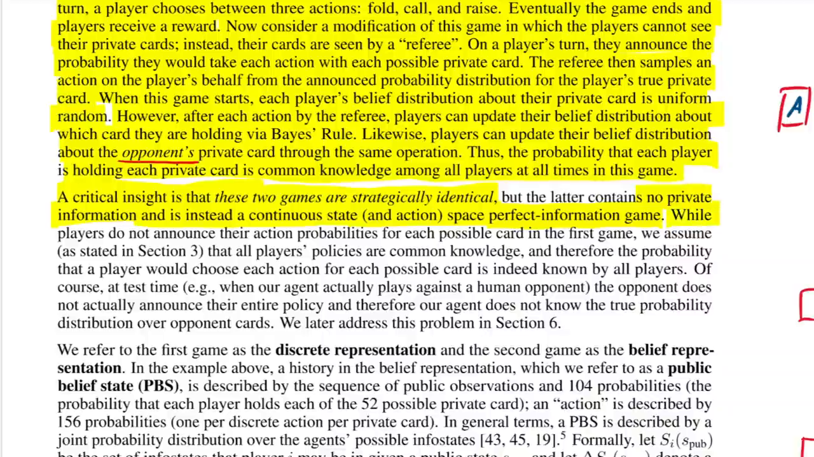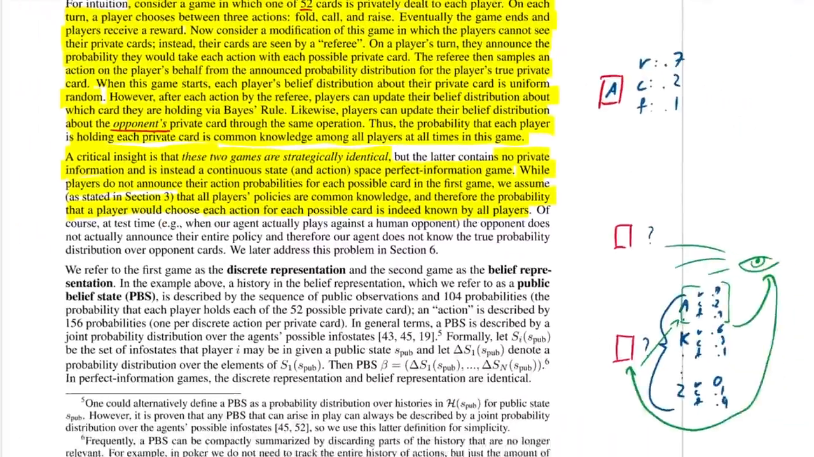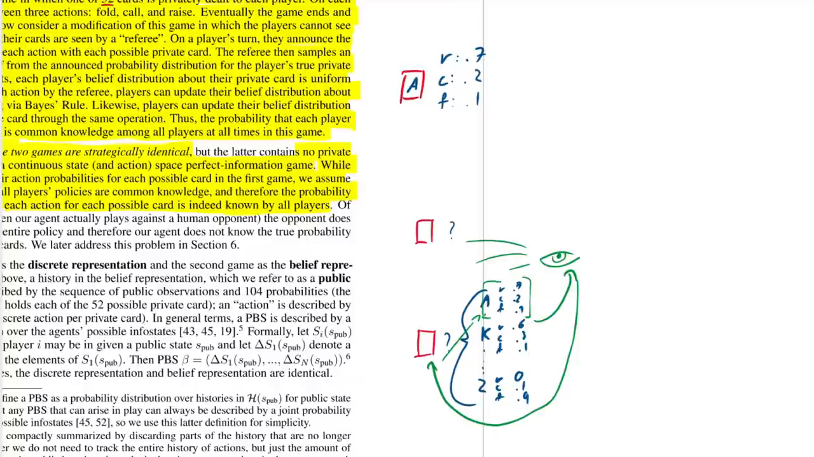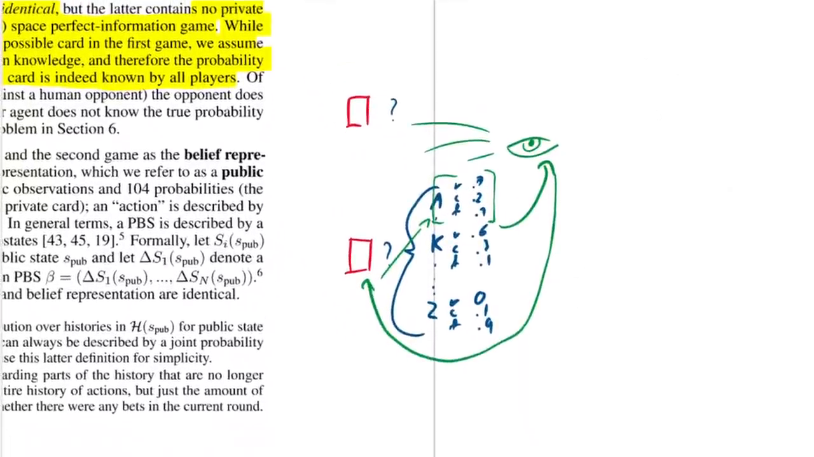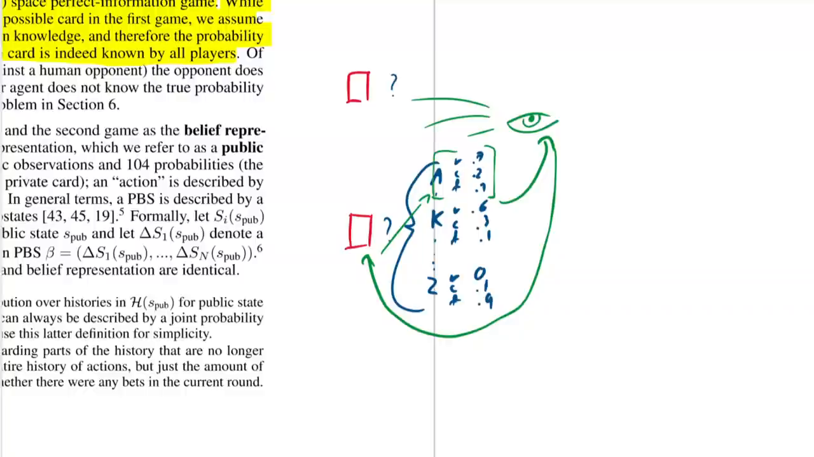While players do not announce their action probabilities for each possible card in the first game, we assume that all players' policies are common knowledge, and therefore the probability that a player would choose each action for each possible card is indeed known by all players. You can even lift the restriction that you know or don't know the opponent's strategy. You don't actually need to know it, but we'll simply assume that everyone knows everyone's strategy. They just don't know their private cards.